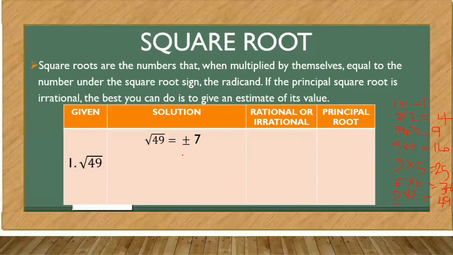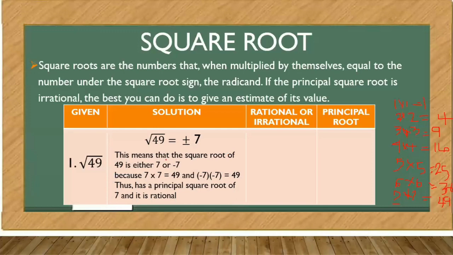Di ba? Ang sabi natin, ang ating square root, laging may dalawang sagot. Isang positive at isang negative. It means square root of 49 is equals to positive 7 and negative 7. Pero pag kinukuha natin yung principal square root, laging positive. Alright? So, ang ating solution, this means that the square root of 49 is either positive 7 or negative 7 because 7 times 7 is 49 and negative 7 times negative 7 is also 49.